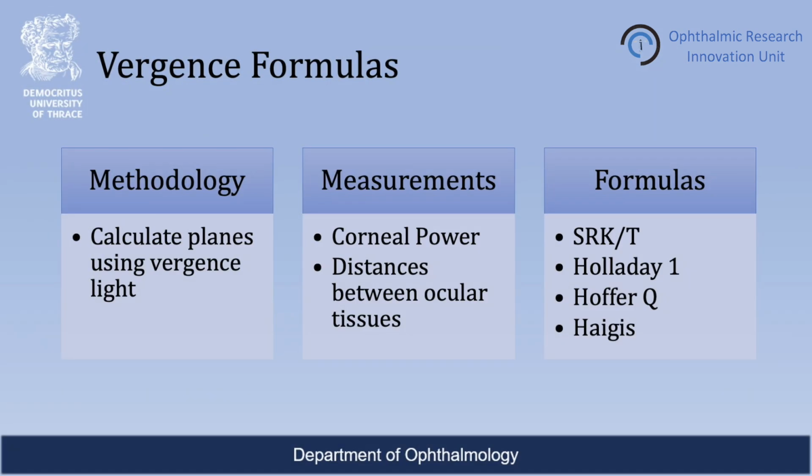So, let's analyze each formula category in more detail. First, vergence formulas are based on the calculation of planes using vergence light. The intraocular lens power calculation through these formulas requires calculating the corneal power and the distances among the ocular tissues. The most commonly used vergence formulas are the SRK/T, Holladay 1, Hoffer Q, and Haigis.